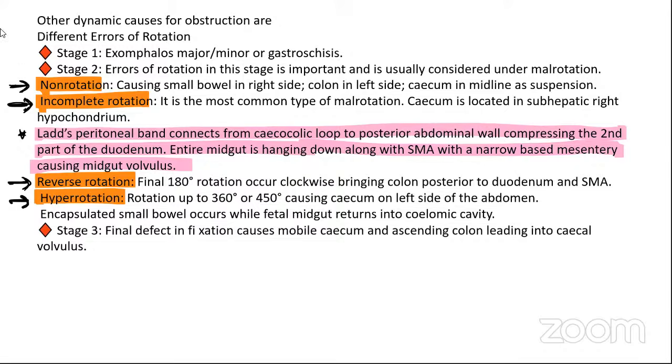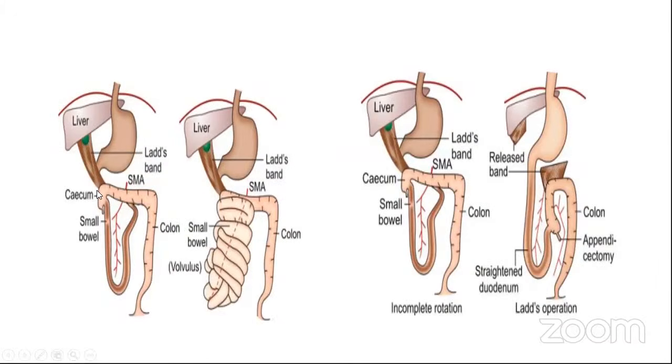Here I have shown the figure. This large band will connect the cecum here. It won't let the cecum be placed into the RIF region, and due to that, the whole small bowel will hang with the superior mesenteric artery, and that can cause a whole volvulus. What will it cause? It can cause the volvulus secondarily.